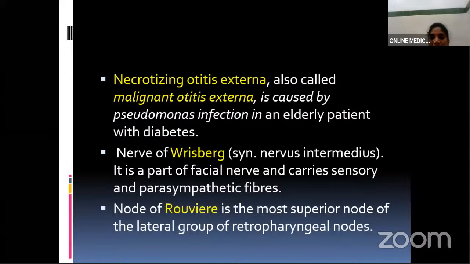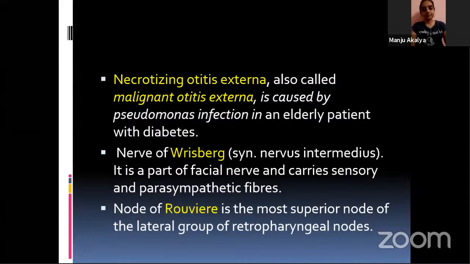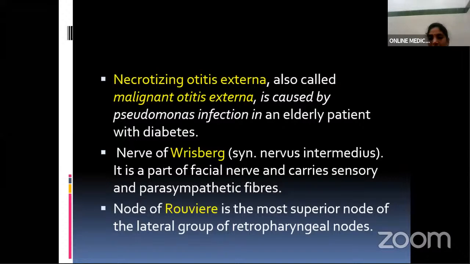So this condition is otherwise called necrotizing otitis externa, which is mainly caused by Pseudomonas infection. Patient will be having purulent, greenish purulent discharge. Typically the patient will complain of pain in the night.